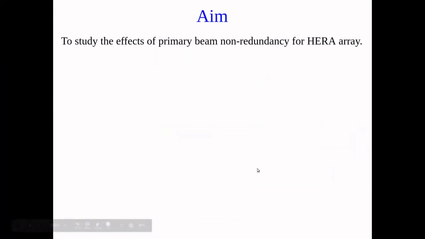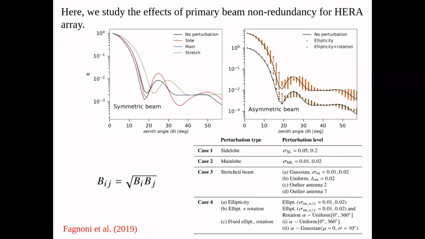So in this work, our aim is to study the effect of the primary beam for the HERA array. And we have studied different types of primary beam in our simulation and how they affect the measurement. The left panel shows the primary beam for different types of non-redundancy. The black solid line shows the perfectly redundant primary beam, which is the same for all antennas. This is taken from this paper, the analytic simulation of the HERA beam, and we fit some polynomial, and we have used this as a perfect model of the primary beam.